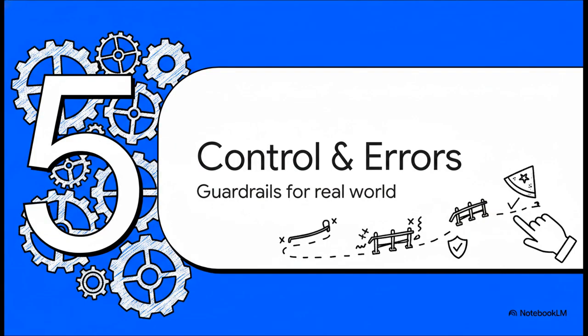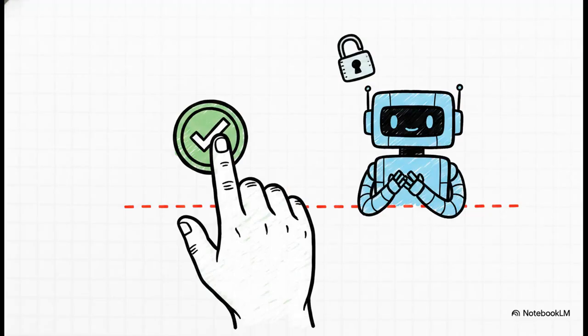Section 5. Control and errors. Establishing guardrails for the real world. Now, I know what you might be thinking. Handing over terminal access to an AI sounds a little intimidating. You're probably picturing it randomly dropping your production database, right? But the system is built with strict boundaries. By default, before running any command or modifying any file, Claude Code stops and prompts you for an explicit yes or no approval. You hold the keys.